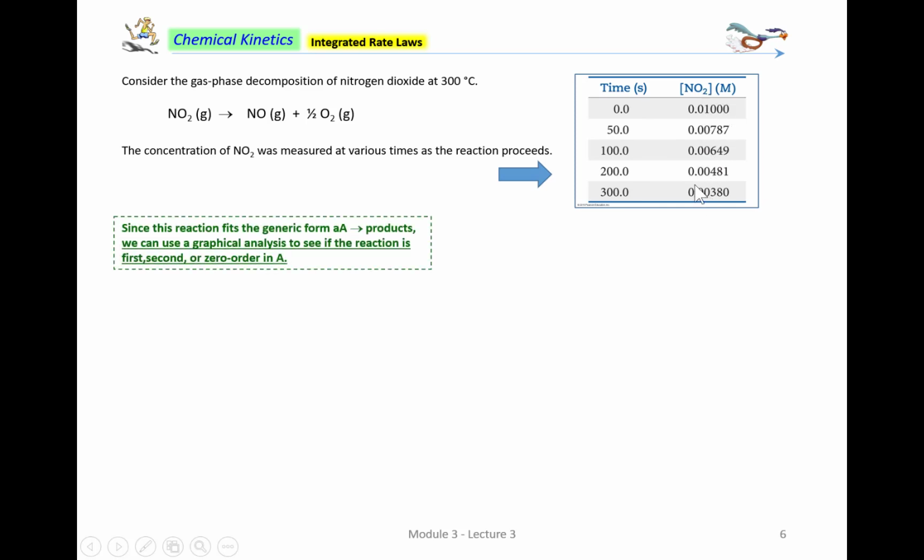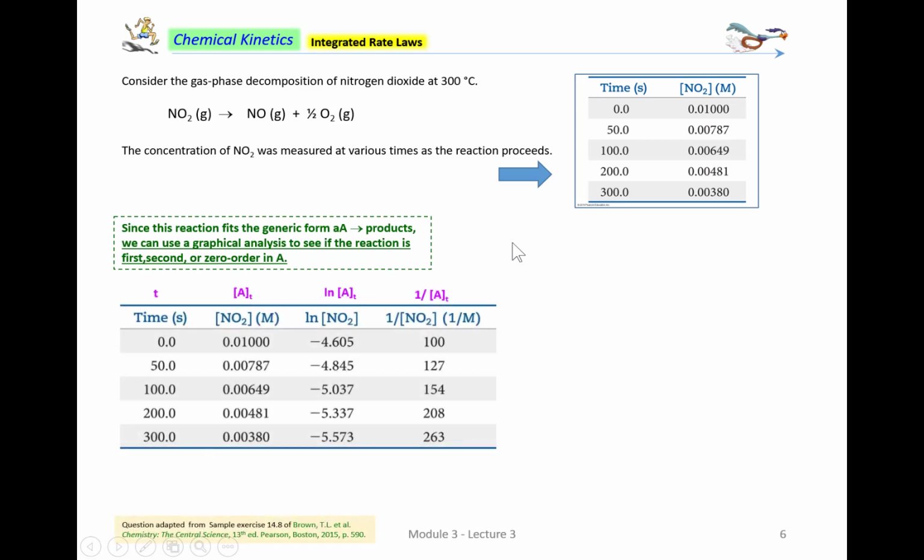That's good. Now, since this reaction fits the generic form, A going to products, we can use a graphical analysis to see if the reaction is first, second, or zero order in A. Again, we're not using the method of initial rates. We're using plots of integrated rate laws to try to decide whether this reaction is first, second, or zero order in A.